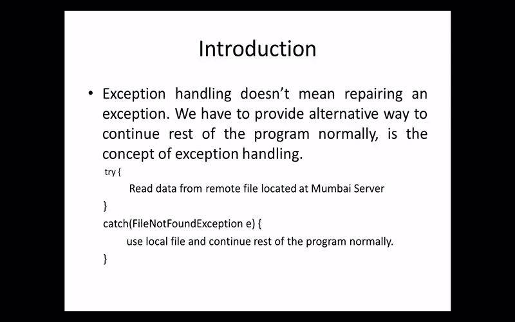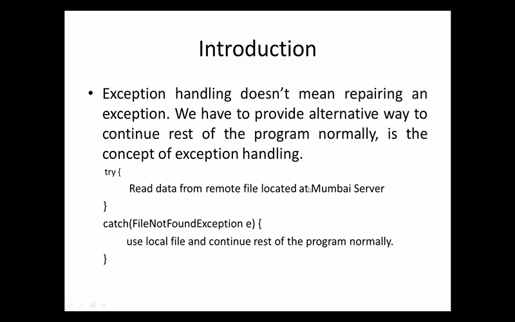Okay, so we are not going to repair that puncture, but we are just providing the alternative way. Leave your bike over there and try to attend the lectures. Okay, so here is the example. In the try block our risky code is there. Like this one is one example: read data from a remote file located at Mumbai server. If that file is not available, then we have to handle that error. Okay, so that exception will be taken by this catch block, and the exception is file not found exception.